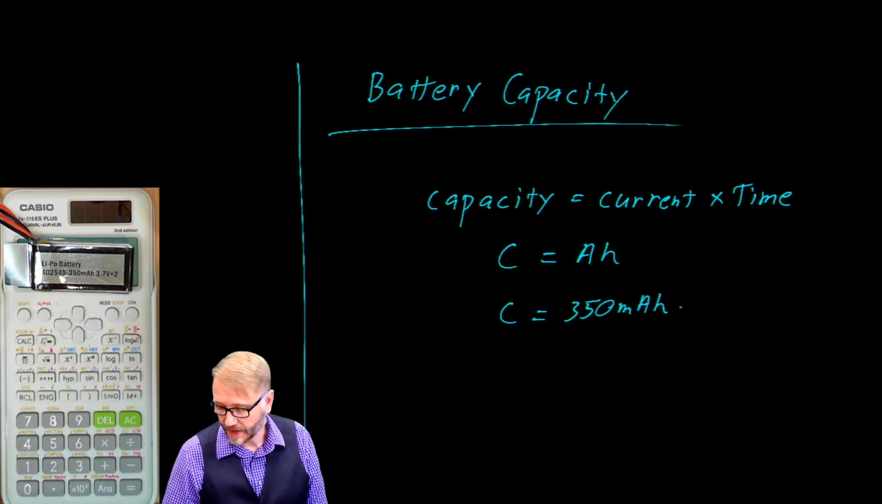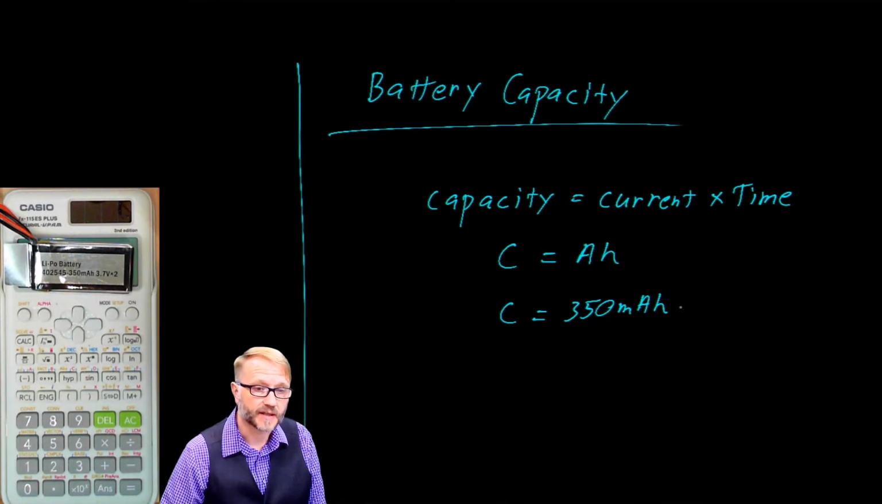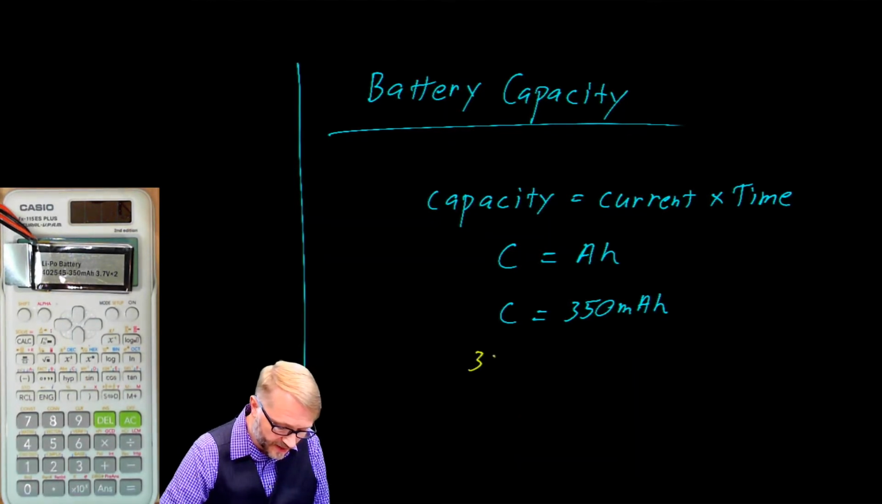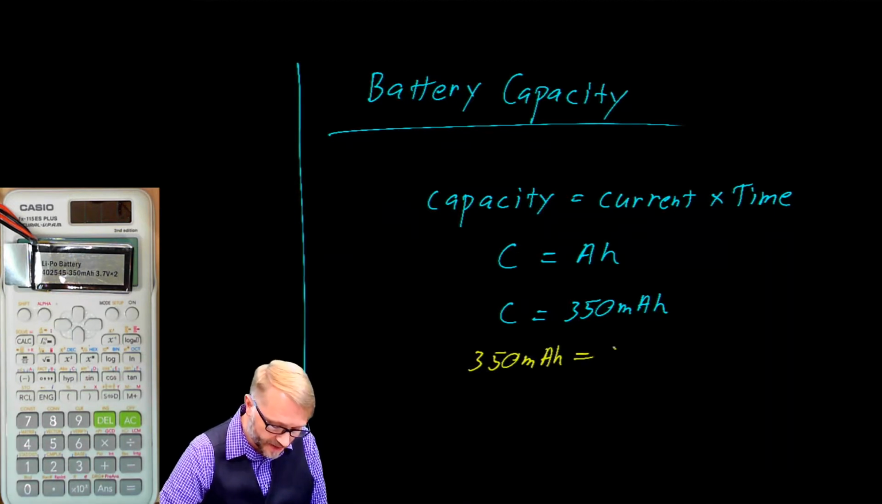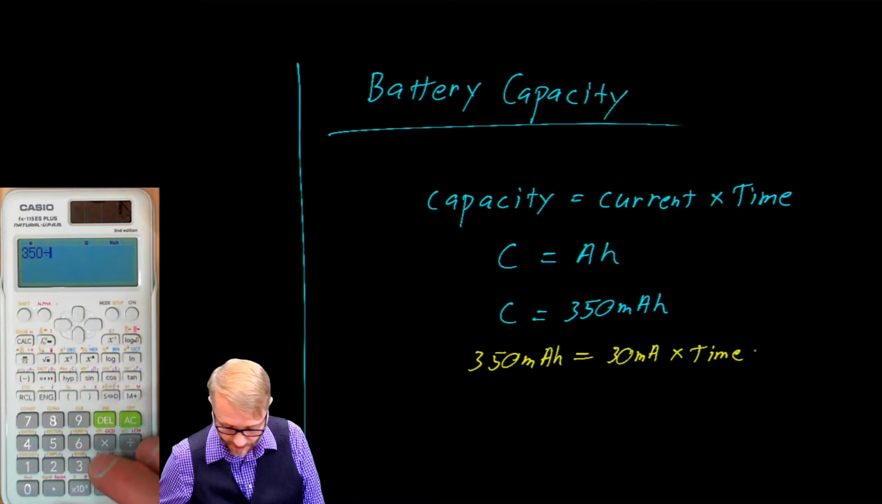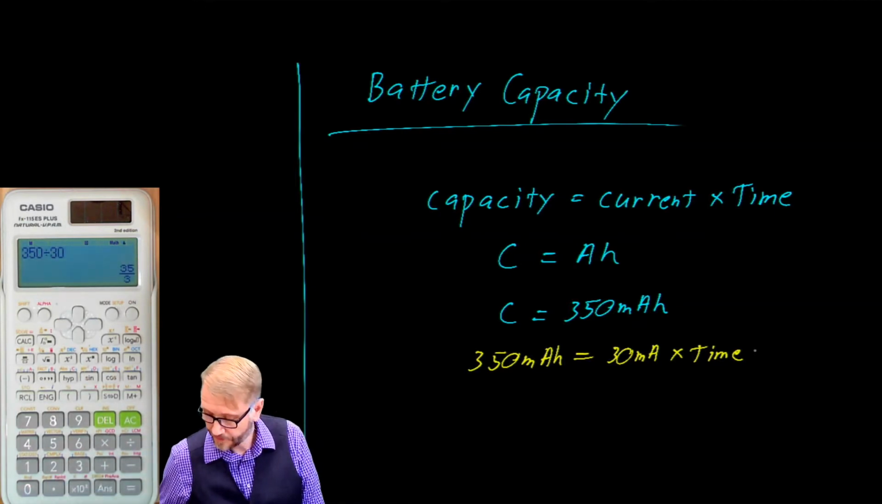Knowing that, we can play games with it. We could say, how long could this battery pack power an LED that consumed 20 milliamps? So we would say 350 milliamp hours is equal to, and what do we say, 30 milliamps? So 30 milliamps multiplied by time, which would be hours. So that would be 350 divided by 30.